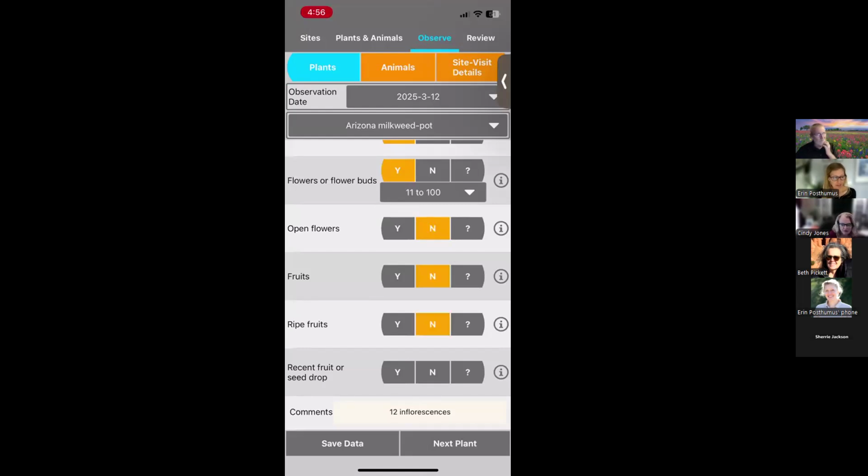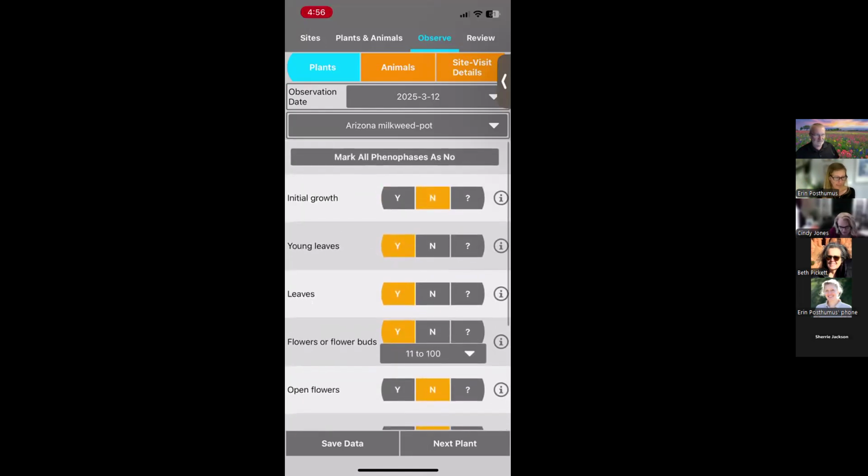And if we ever say no for fruits, we have to say no for ripe fruits because you can't have ripe fruits without fruits. Remember, it's one of those overlapping categories where fruits is any fruits, ripe or unripe. Ripe fruits is just if there's ripe fruits. And then recent fruit or seed drop, we said no for that as well. Okay, so now we have filled out this whole data sheet. So you can see that.